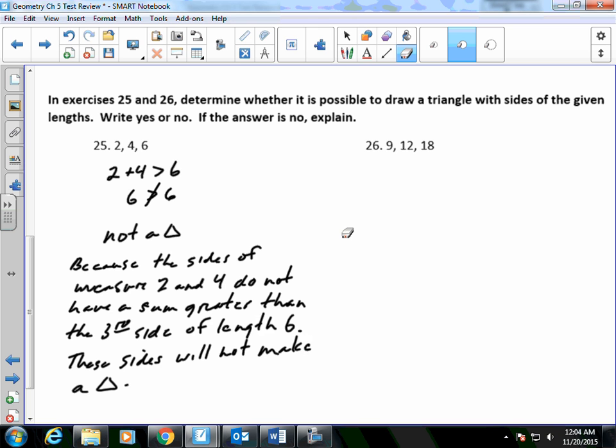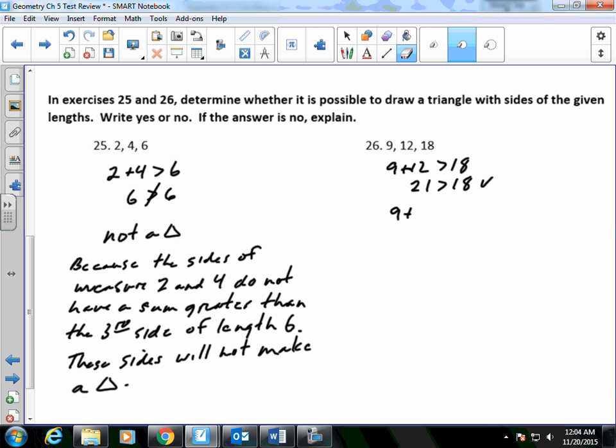So then number 26, got 9, 12, and 18. So check and make sure any two sides added together are greater than the third side. So 9 plus 12 should be greater than the third side, 18. So 9 plus 12 is 21, which is greater than 18, so that works. And theoretically, you needed to know it for all of them. Of course, once you know it for the two smallest ones, it should work for all of them, but we can go ahead and check.